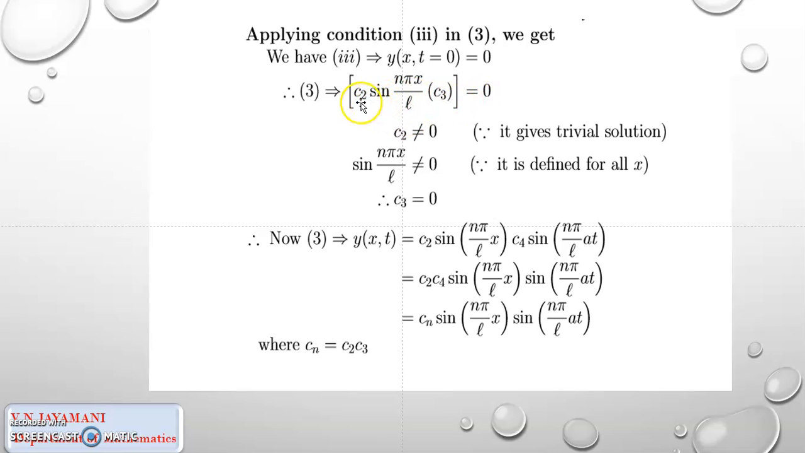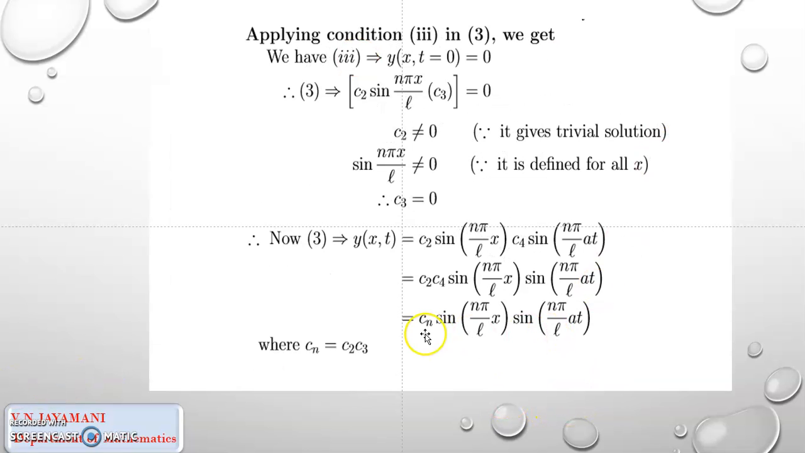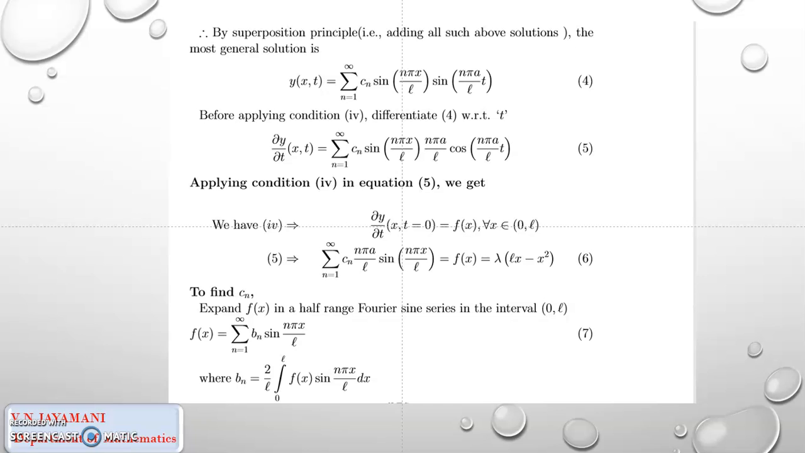So we already said that C2 is not equal to 0, and this case also is not equal to 0. So the only possibility is C3 is equal to 0. If we substitute C3 is equal to 0 in equation number 3, this term alone will not come. So we get C2 sin n pi x by L, C4 sin n pi at by L. Both combined, C2 and C4 can be written as Cn sin n pi x by L into sin n pi at by L. Next we are going to apply the fourth condition.